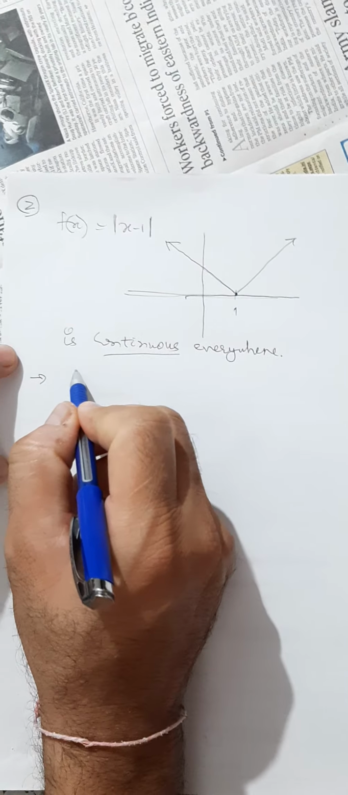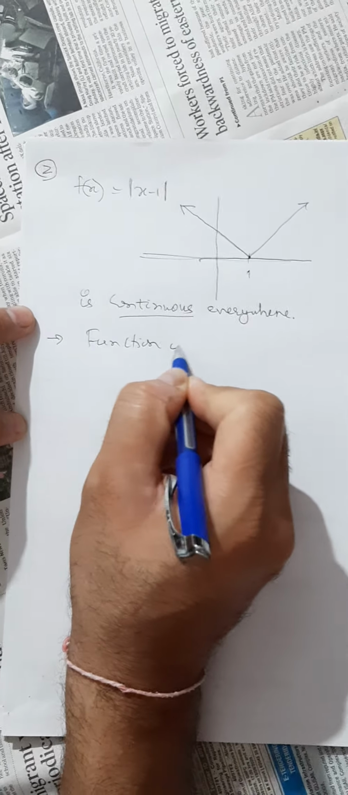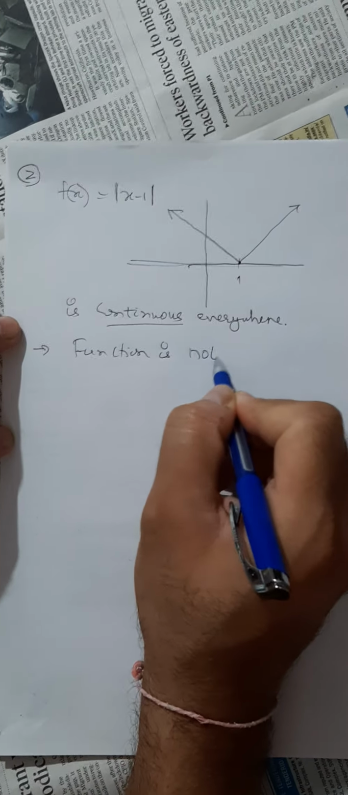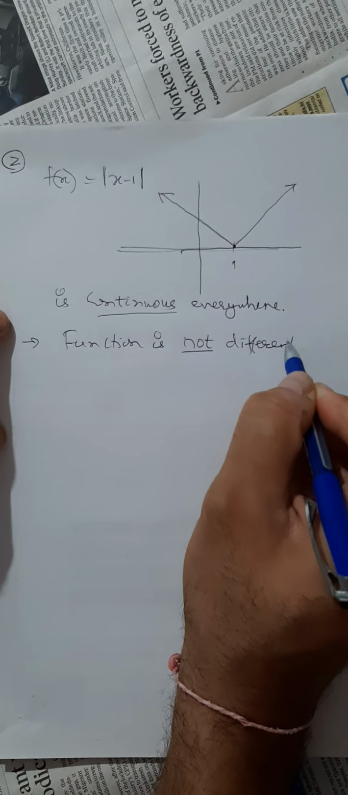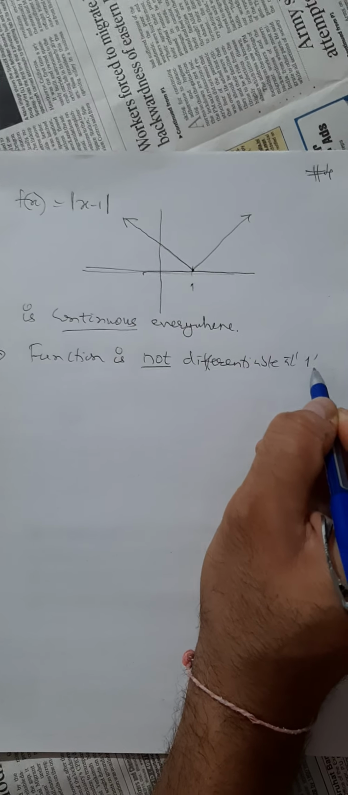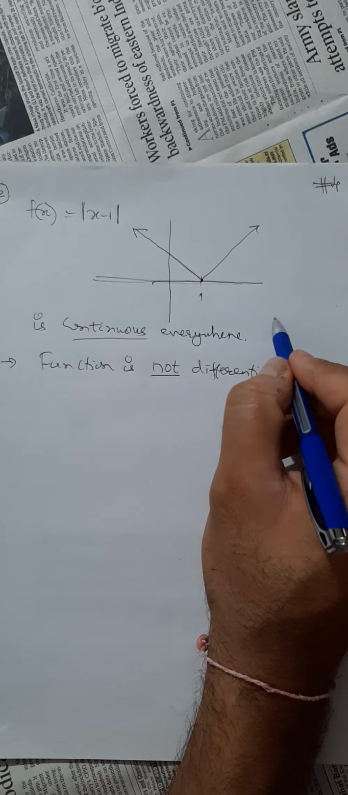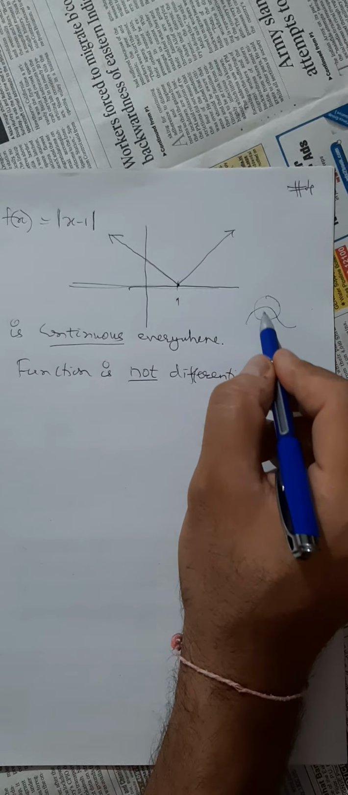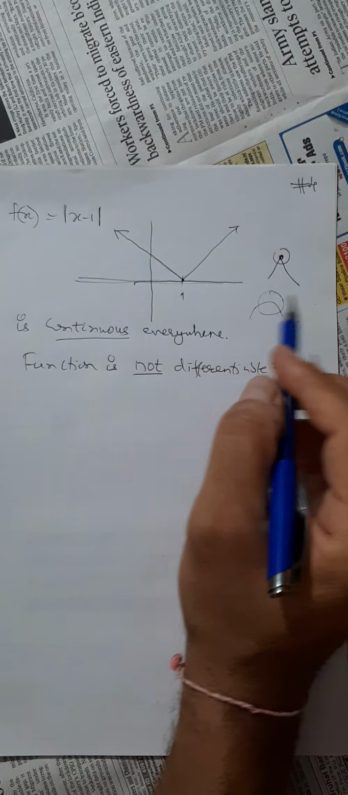So you can say that the function is not differentiable at 1, remember, because there is a sharp corner at 1. If it were smooth, it should be like this, not like this. So here the function is not differentiable.